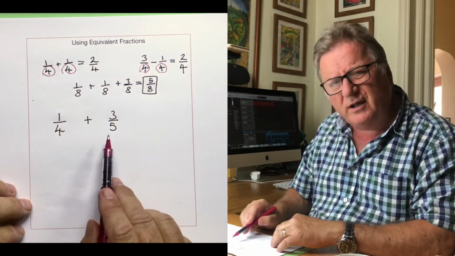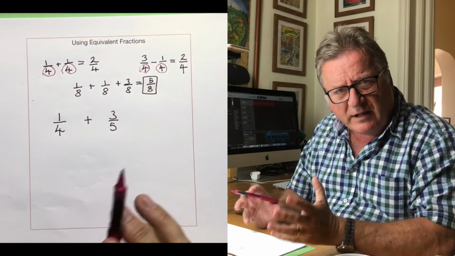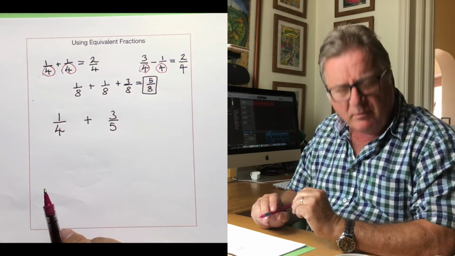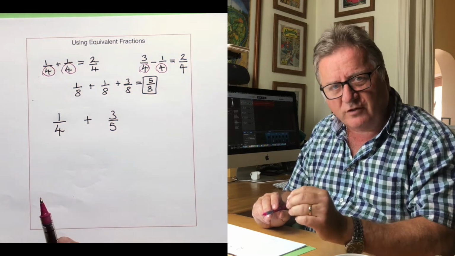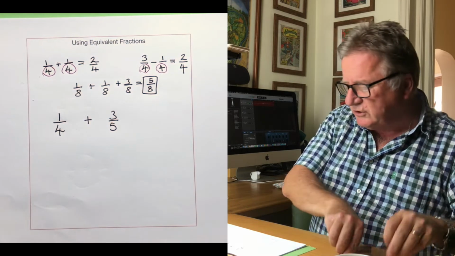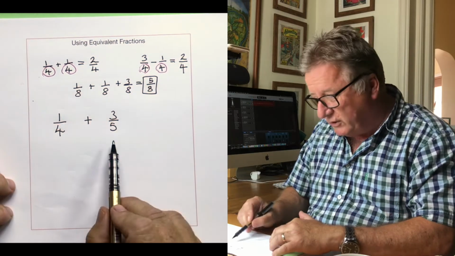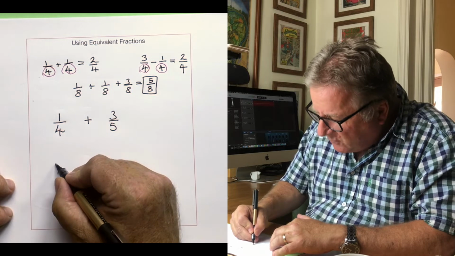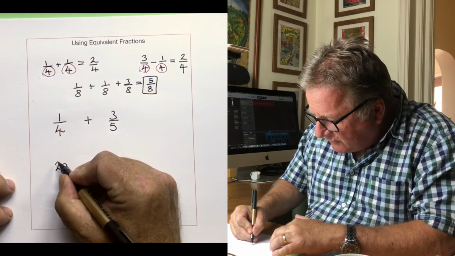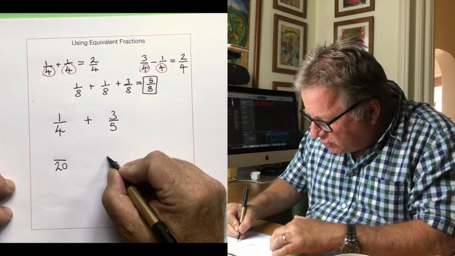The 4 and the 5 are different values. We need to make them the same. What do 4 and 5 go into? Think of your times tables, or do 4 times 5 is 20. So I can make both of these fractions into 20ths.